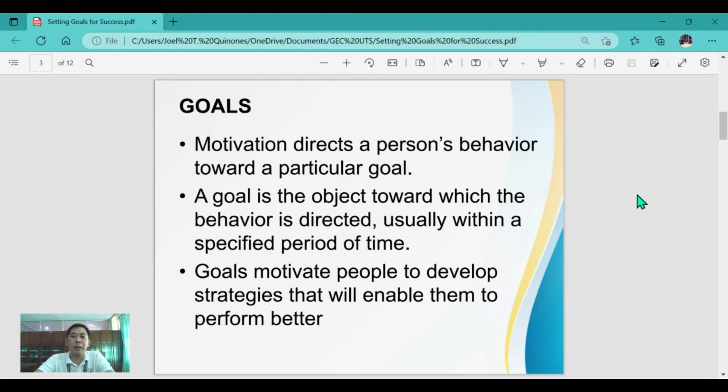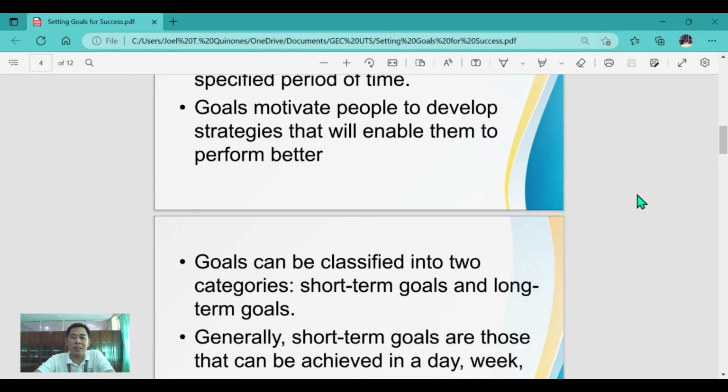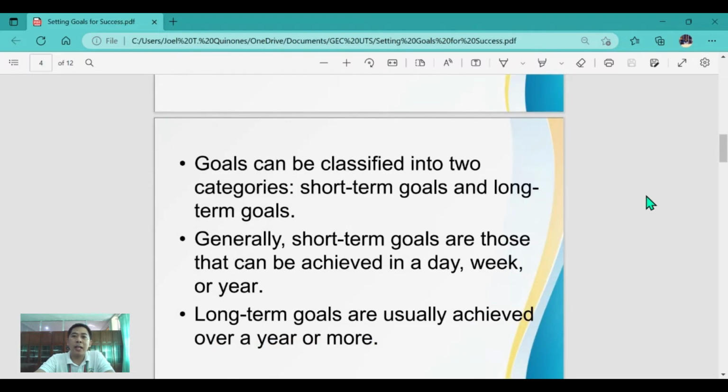Goals motivate people to develop strategies that will enable them to perform better. Usually, that's why when we see people doing good things, we usually ask them, "What is your motivation of doing things like this and that?" When usually, when people are successful in their endeavors, the usual question is, "What are your motivations in order for you to finish this or that?" So, usual nating naririnig yan. This particular topic is not new to you. This is very easy to understand since many of us actually are having goals that we are actually setting and attainable in certain time. Goals can be classified into two different categories.